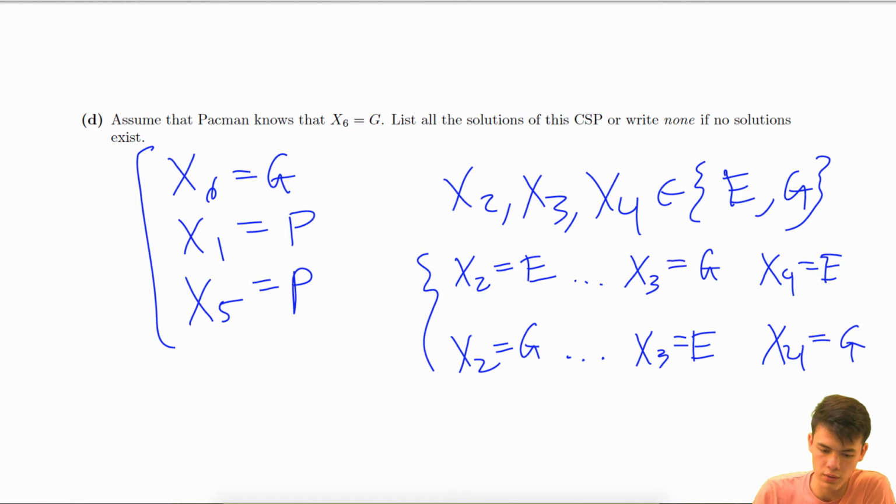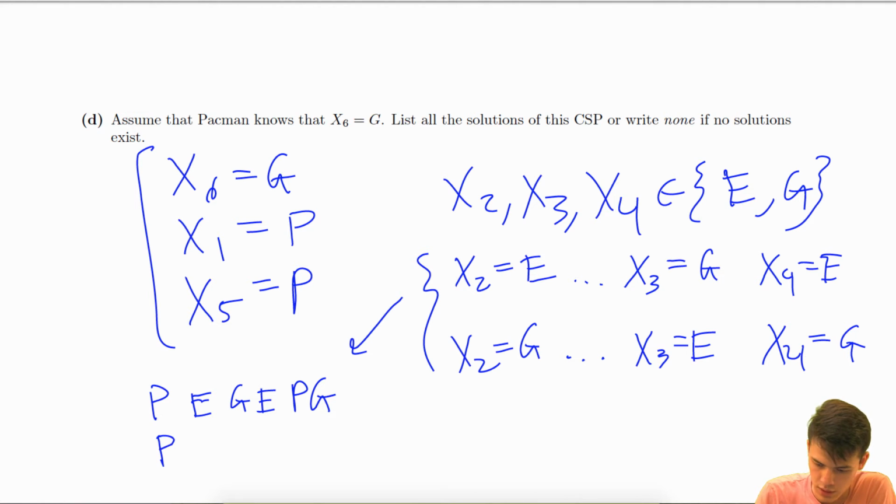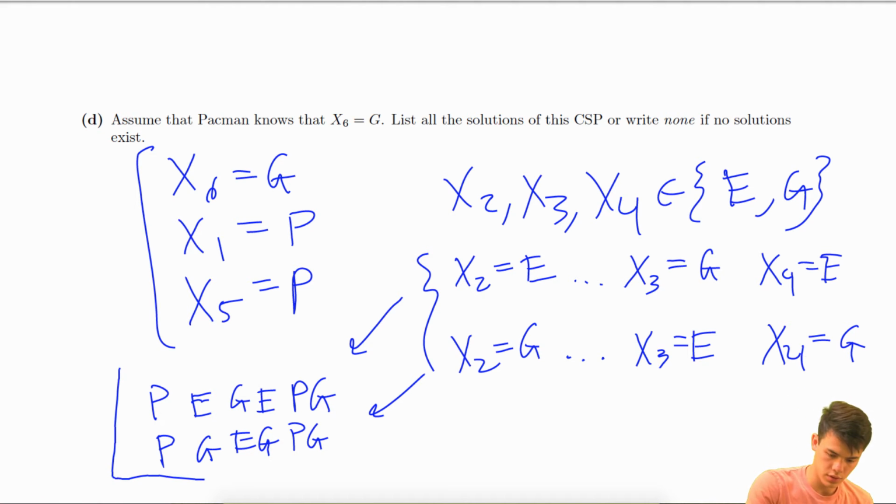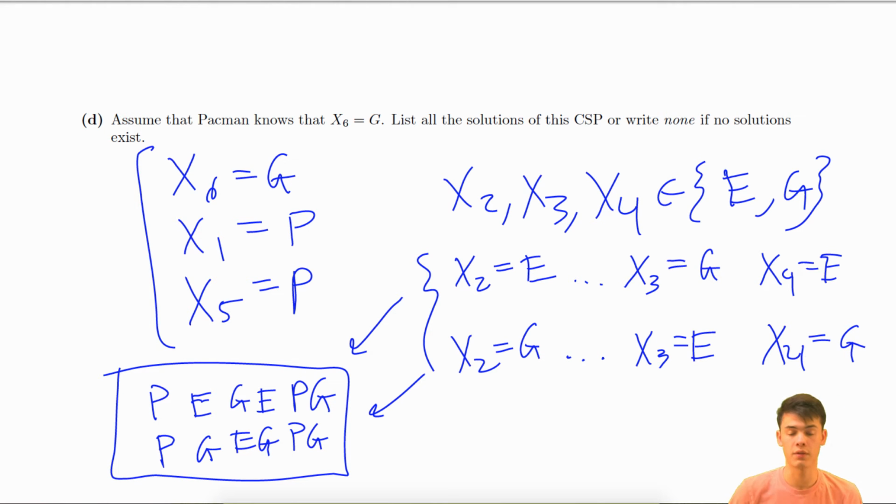So if we were to list them out, we would say 1 through 6, we would have P, E, G, E, P, G. So that's this first one over here. And then the second one would be P, and then x2 is G instead. G, E, back to G, and then finally P, G, corresponding to the second one. So these are the two solutions to the CSP, given that x6 is G.